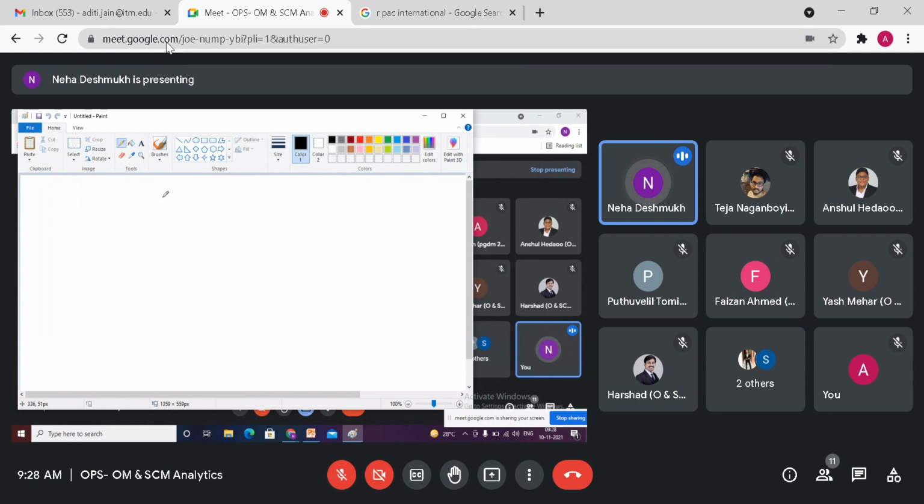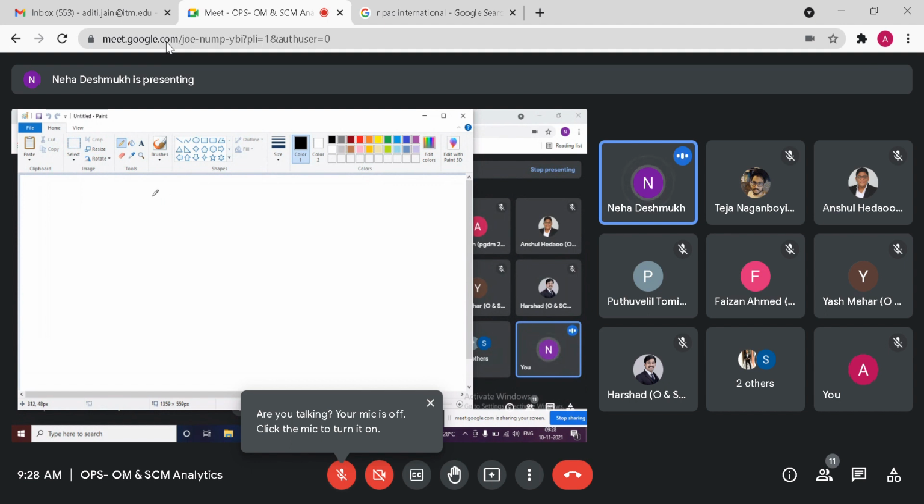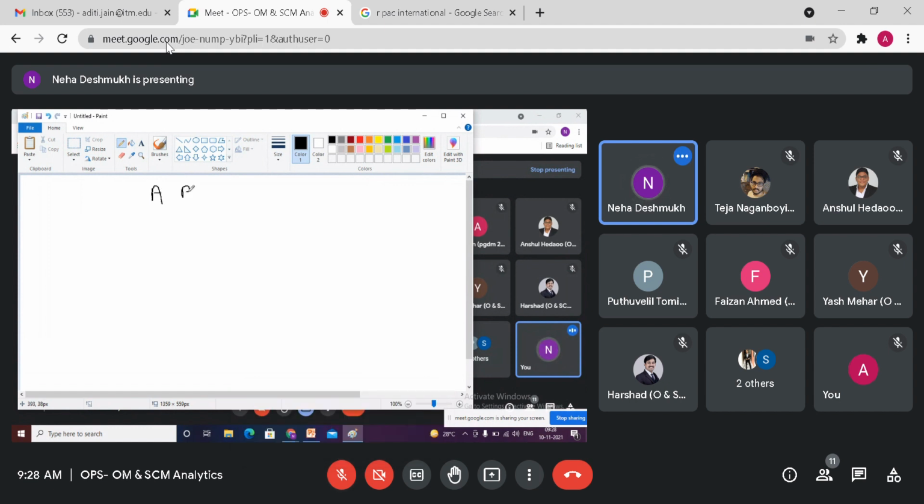So basically, when we want to test whether two variables are related with each other or not, suppose one variable is A and the second variable is B. If we want to check whether a relationship exists between both variables, then we use correlation, right?